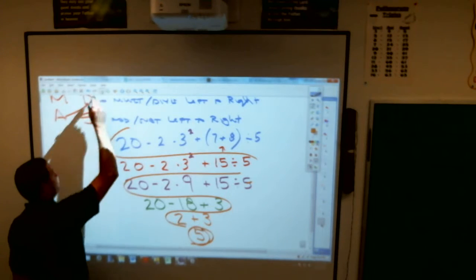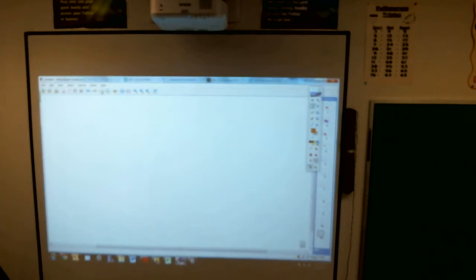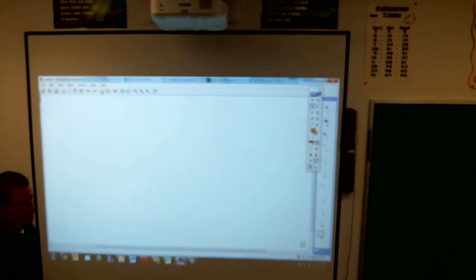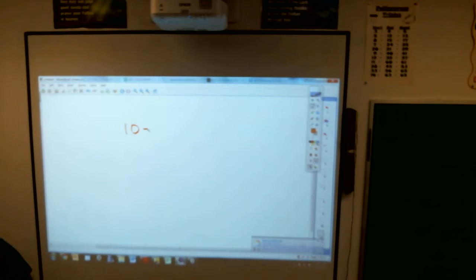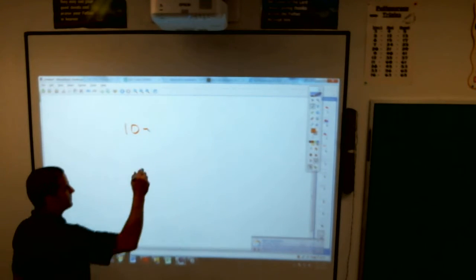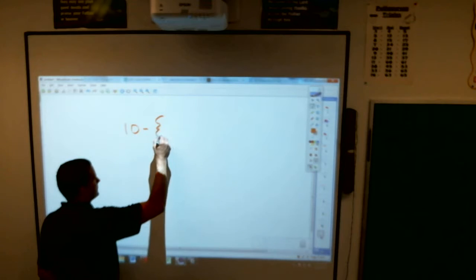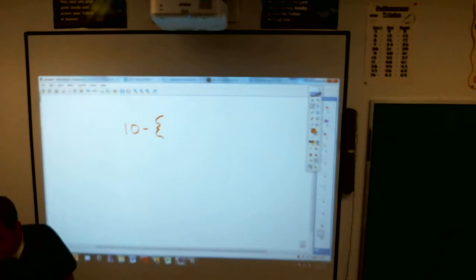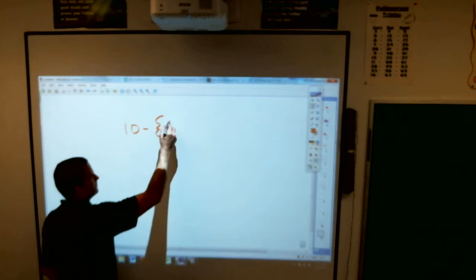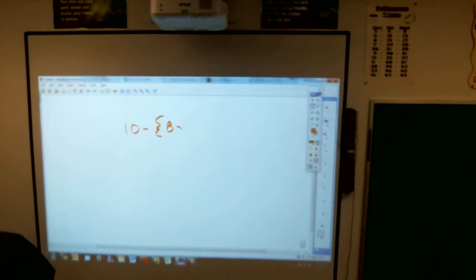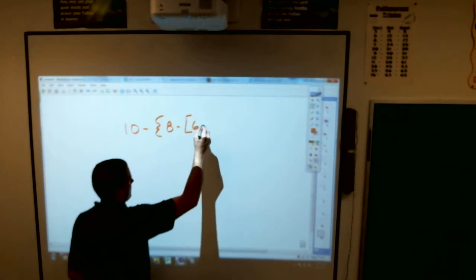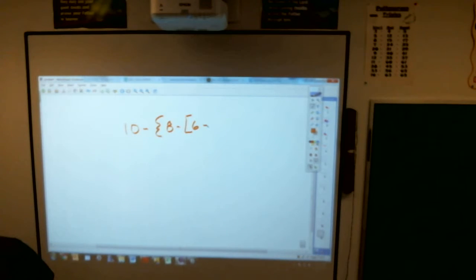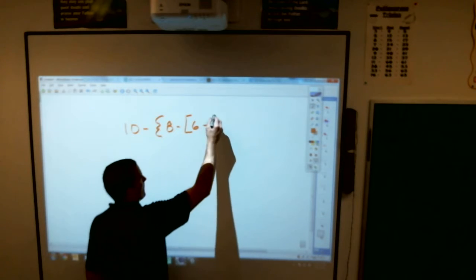Got that? So here, let me give you one for you to try. You do this one. Oh no, no, forget it. I'm gonna do this one with you too. Write down this problem. 10 minus brace. 10 minus brace. 8 minus, they get a little complicated in here, bracket, 6 minus parenthesis, 5 minus 3.